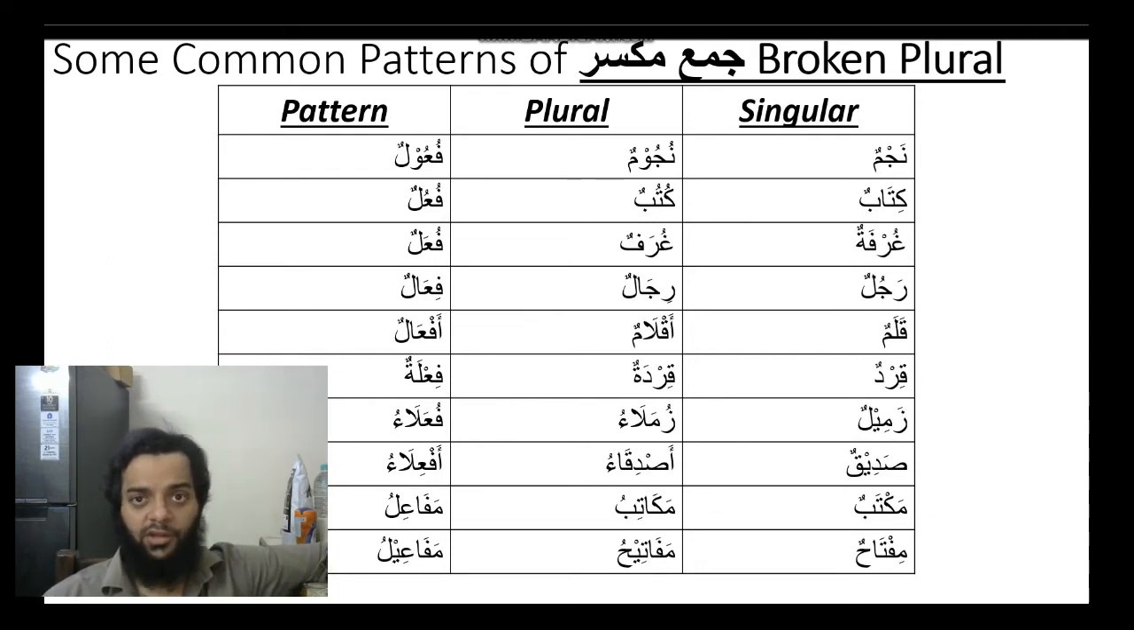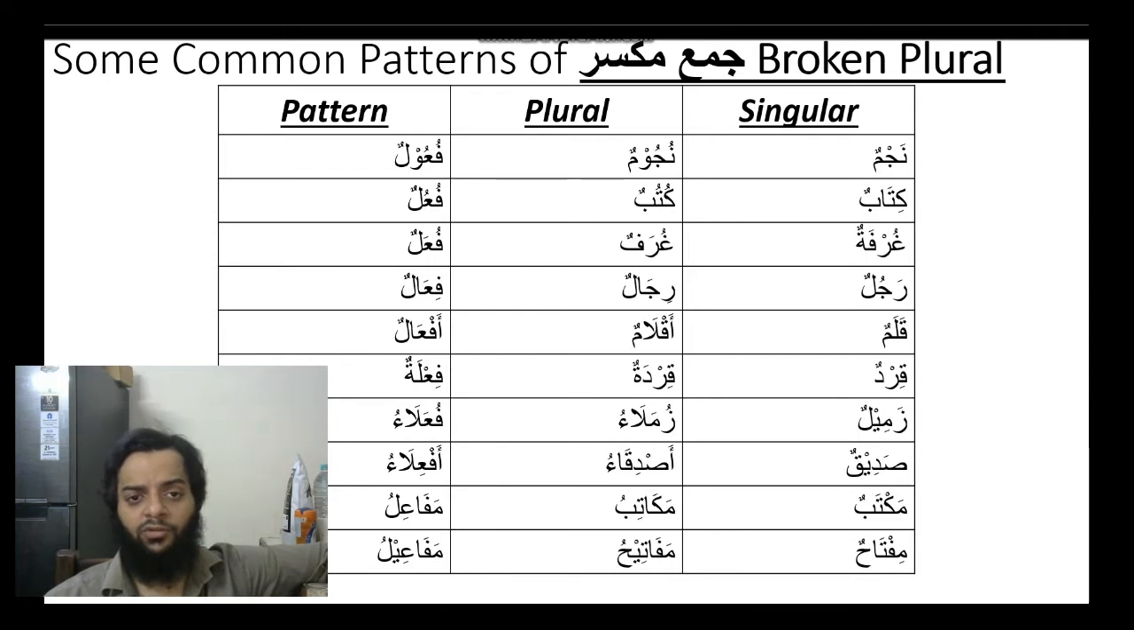Ghurfatun, which means a room, its plural is ghurafun, on the pattern of fu'alun. Okay, in the singular it had dhamma, ra with sukun and fa with fatha, then this ta. Rajulun, which means man, its plural is rijalun, men, on the pattern of fi'alun.